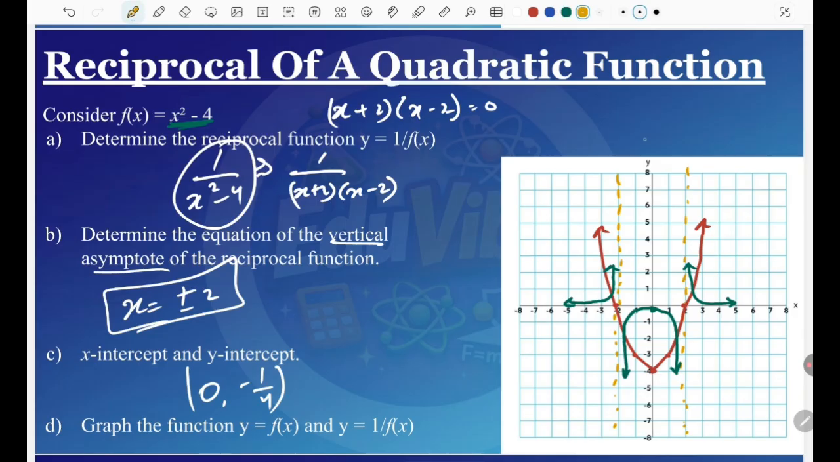Make sure you mark x is equal to minus 2 and x is equal to plus 2, because these are all your asymptotes. So that's how you can make your reciprocal graph for a quadratic function. So that's all you have to do in the reciprocal functions.